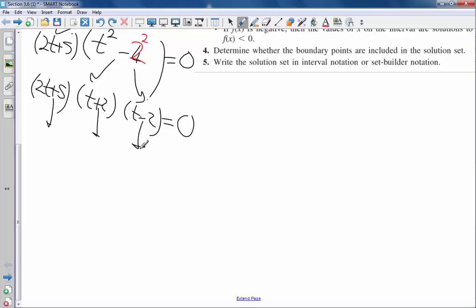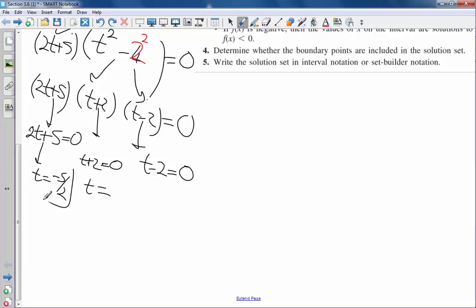You need to set each and every part into 0. Alright, this is 0. T plus 2 is 0. And t minus 2 is 0. Alright, what do you get if you solve t here? Anyone? Perfect. How about the other one? Negative 2. Great. And the last one? Positive 2.